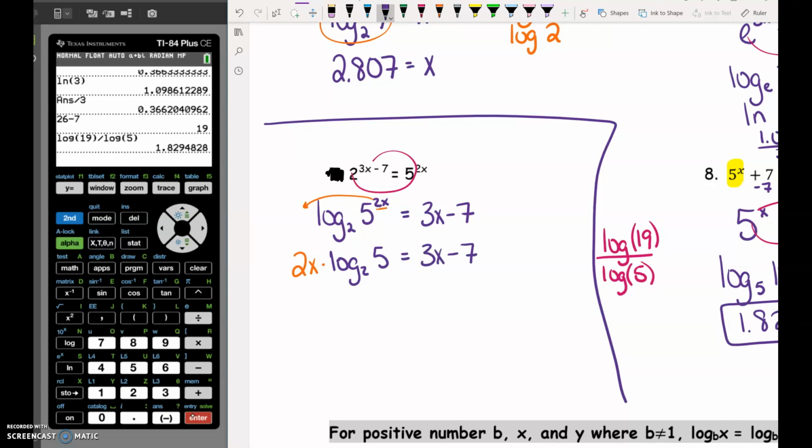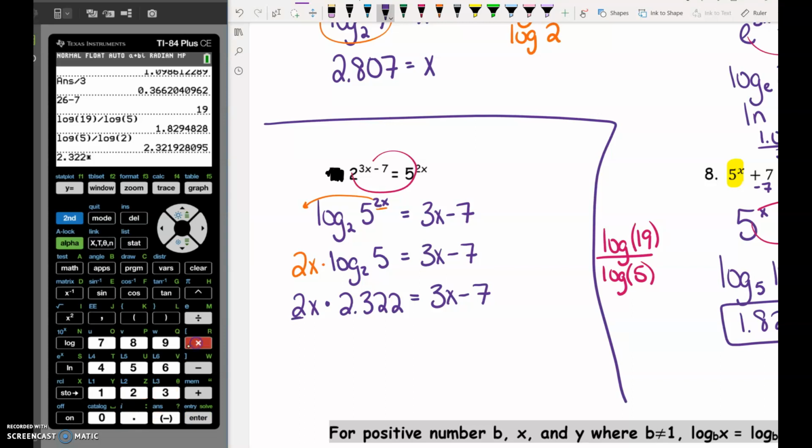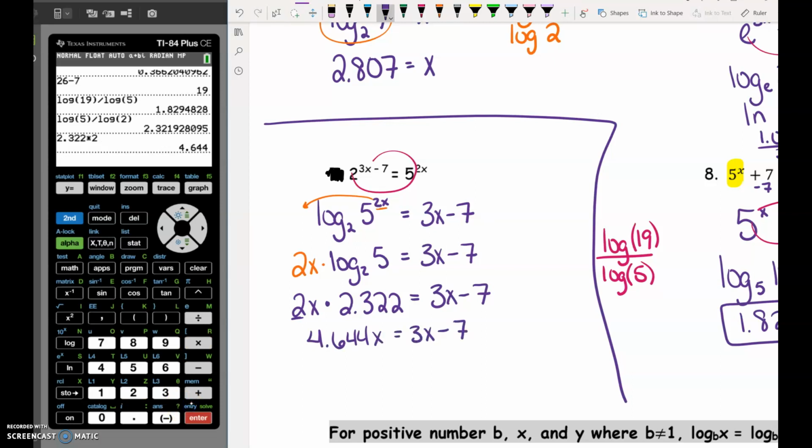We can evaluate what log base 2 of 5 is. Oops, I did that wrong. Log of 5 divided by log of 2. So we have 2x times 2.322 equals 3x minus 7. You can multiply that 2 with that decimal. 4.644x equals 3x minus 7.